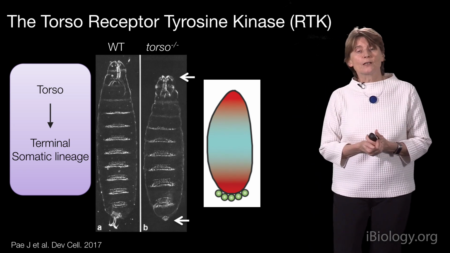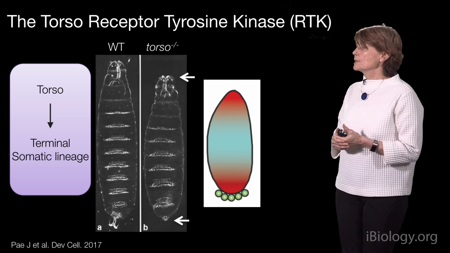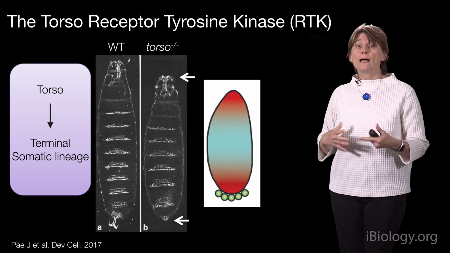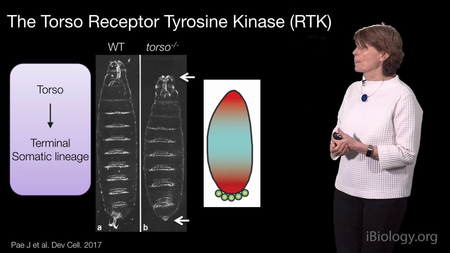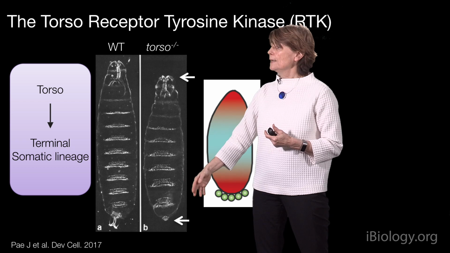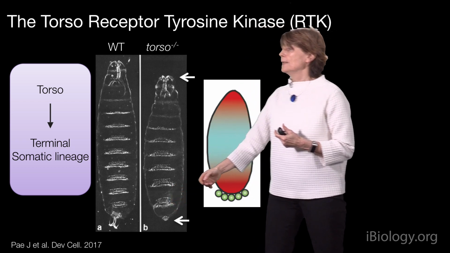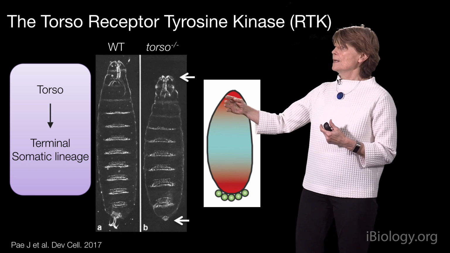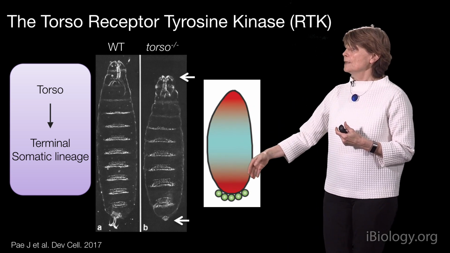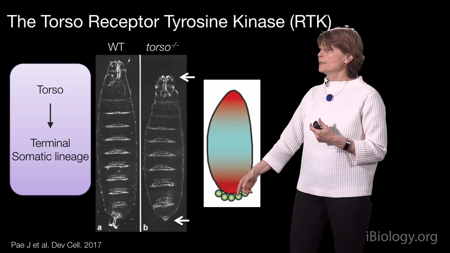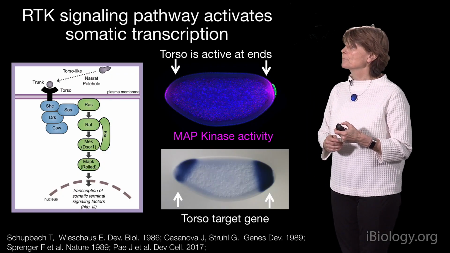What is Torso? Torso is a receptor tyrosine kinase, and it was identified on the basis of its effect on somatic patterning of the embryo. It patterns the very anterior head part and the very terminal part. This receptor tyrosine kinase is specifically activated at the embryo's front and back, and you can see at the back, it is activated right next to where the germ cells are.